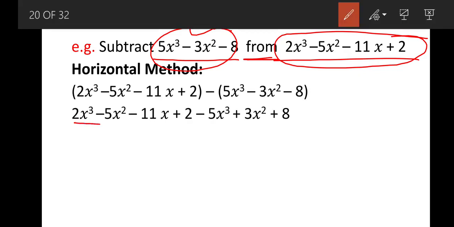Now this expression remains as it is because this was the expression from which I need to subtract, and as a minus sign is there outside the bracket, I have changed the sign of every term which is present inside the bracket. Now it will be minus 5x cube. Earlier it was minus, so it has become plus now because the minus sign is present. Now minus minus will give you plus 8.